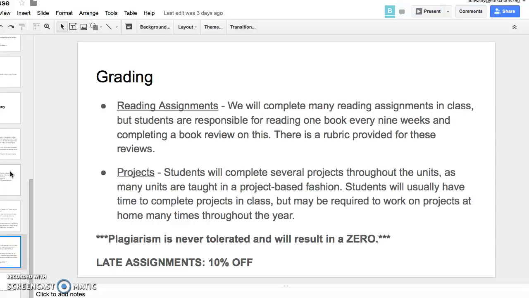Like, for example, the River Valley Civilizations, they each presented on their own River Valley or early civilization. They usually have time to complete the project in its entirety in class, but sometimes they might be required to work on it a little bit at home for homework. And then I actually have had several of these students asking me to do it for homework, so they would rather do it for homework, which is fine with me if they can fit that in.